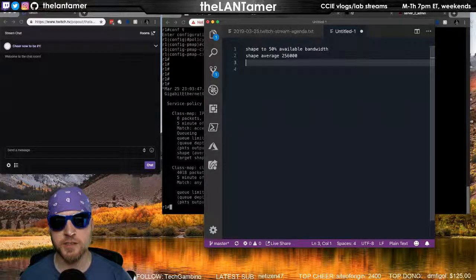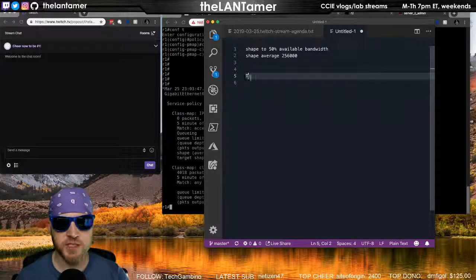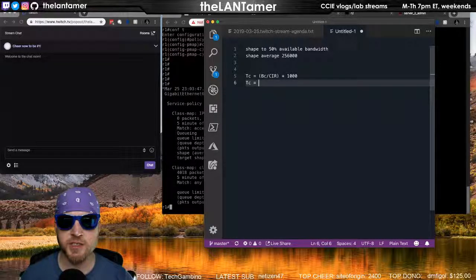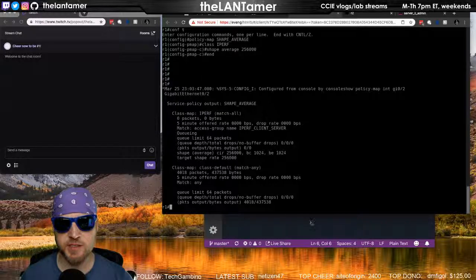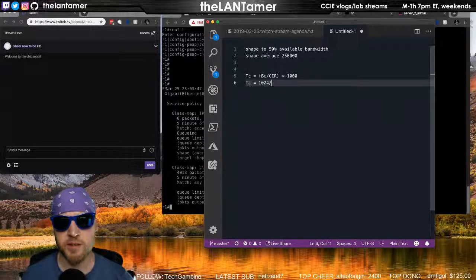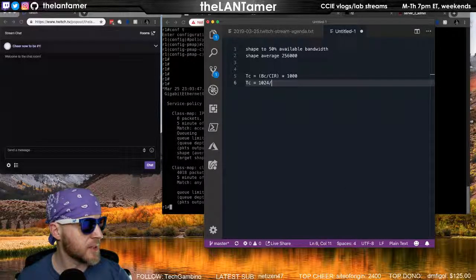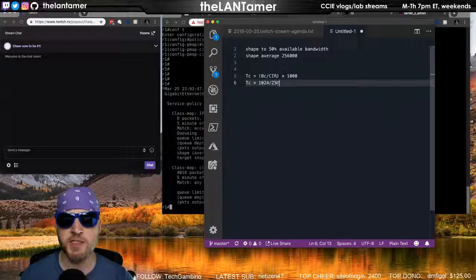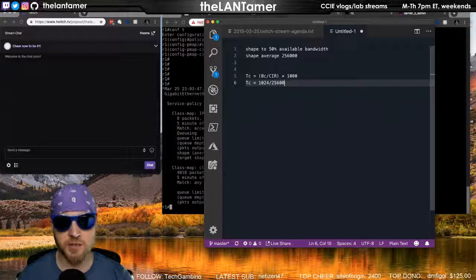So let's turn this around. We know what the CIR is. We want to find TC. So TC equals BC divided by CIR times 1,000. In this case, our committed burst in bits, not bytes, 1024, divided by a CIR, and we are aiming for 256,000. That means how many zeros? Times 1,000.